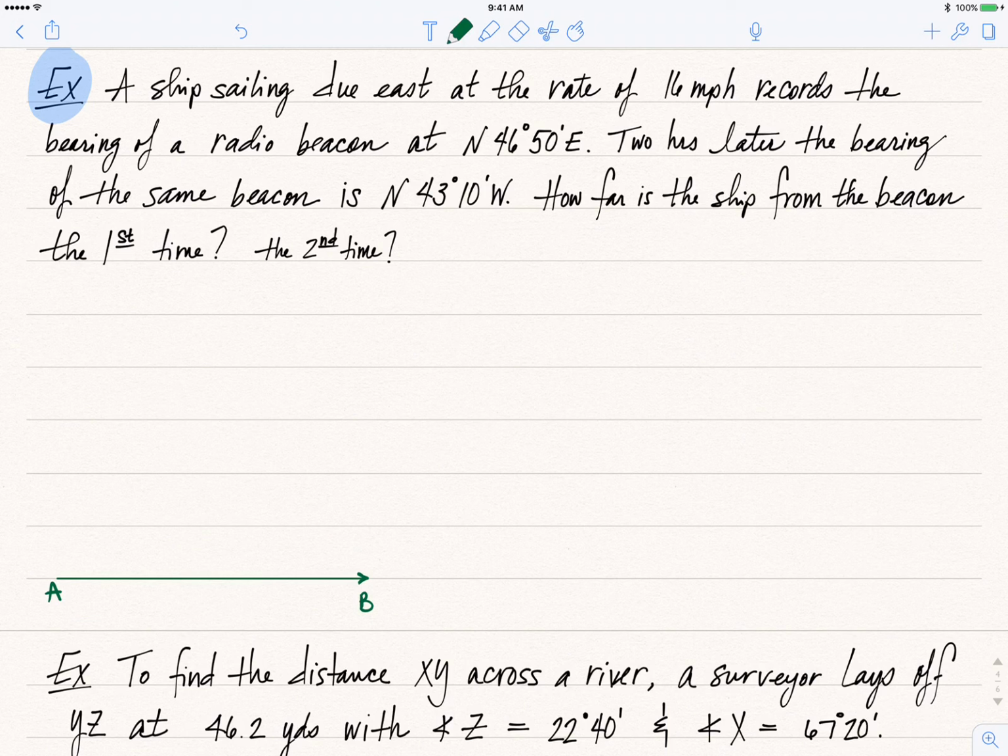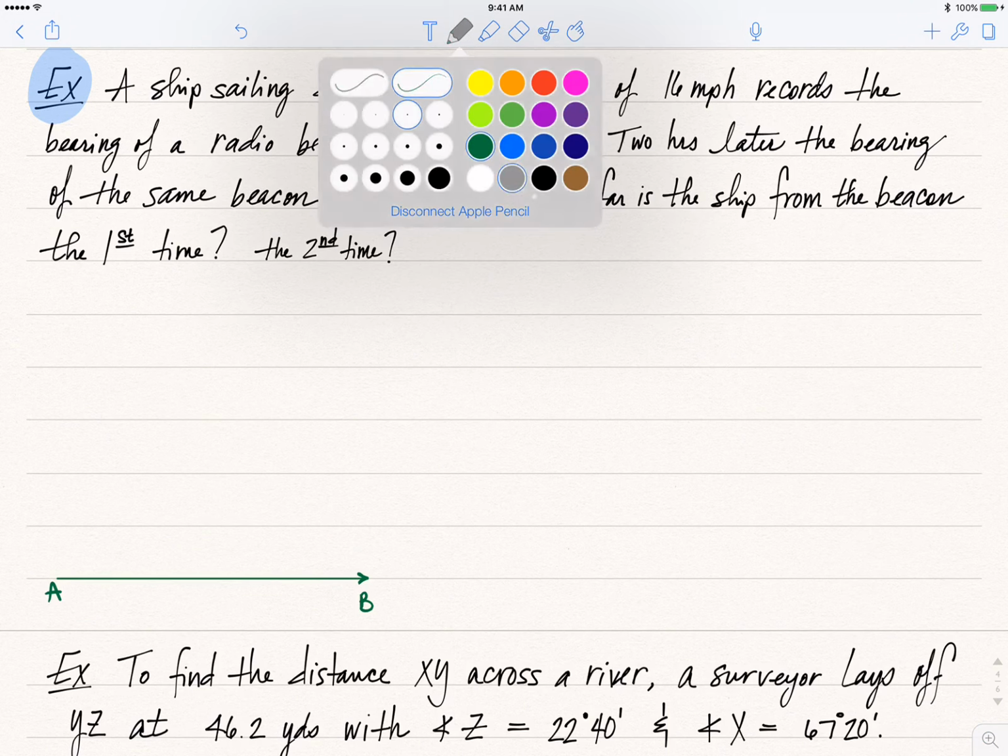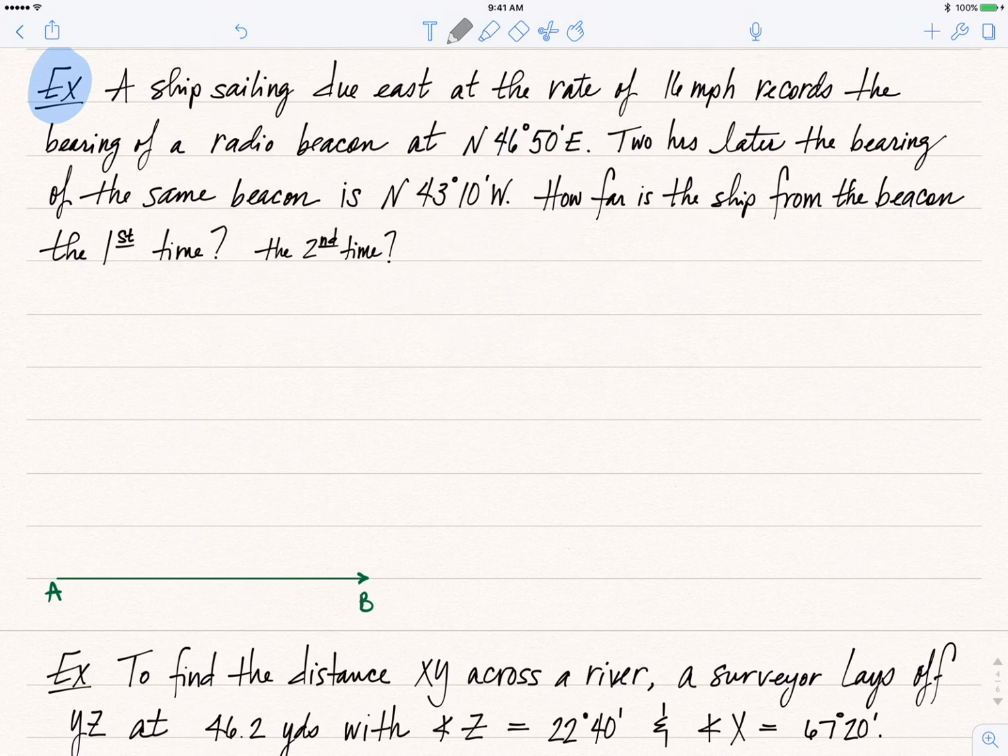The first time he sees the beacon, I'm going to change back into gray for this, he sees that beacon northeast. So again, here's your north line. But that beacon is not straight north from where he's looking. That beacon is northeast, so it's a bit right of that. So let's draw something here. That would indicate northeast. And the angle of that particular view is 46 degrees, 50 minutes.